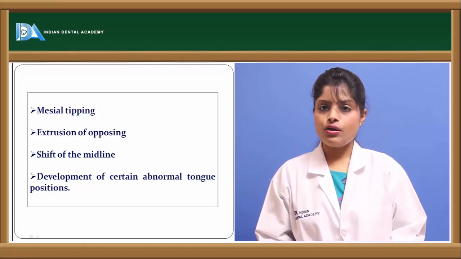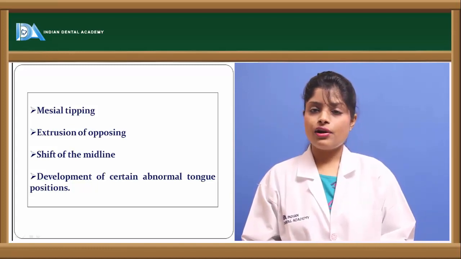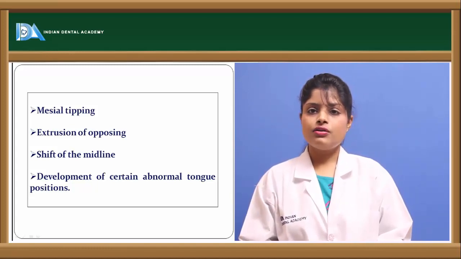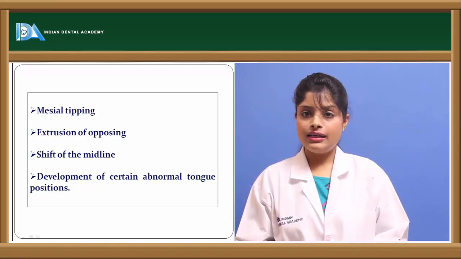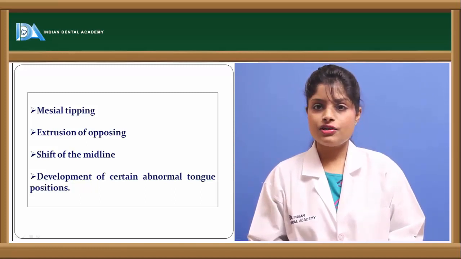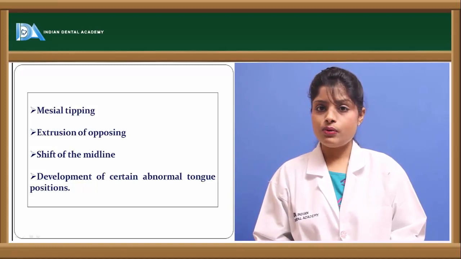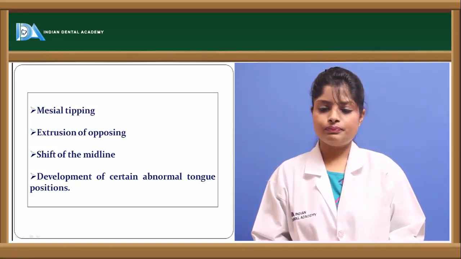So, it can also lead to extrusion of the opposing teeth. For example, if mandibular first primary molar is lost, it can lead to the eruption or the over extrusion of the maxillary first primary molar, which can also block further permanent teeth to erupt in the oral cavity.